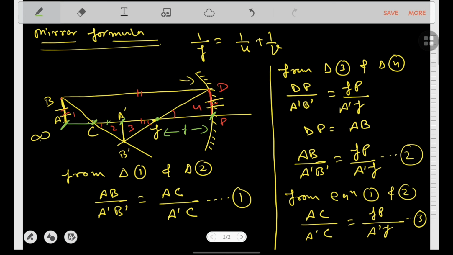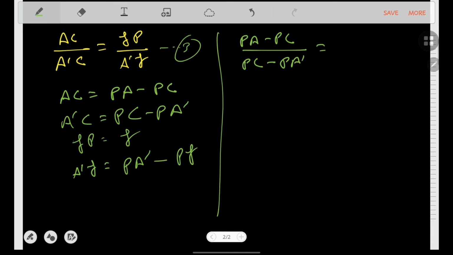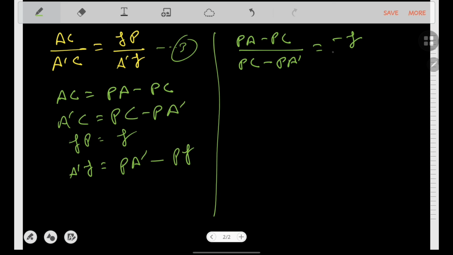According to the sign convention, we know this is the negative side for us and this is the positive side for us. We will take the negative side here. So F for the concave mirror is in the negative manner, we will write minus F. Not normally F only, along with the sign convention we will write minus F, and then for A dash F we will put the value PA dash minus PF.